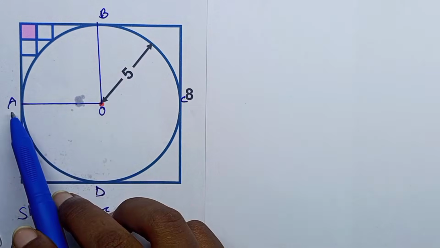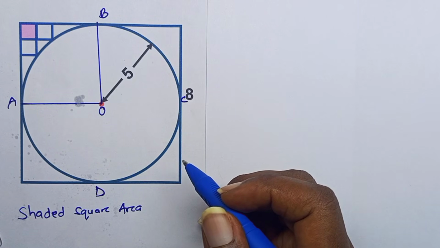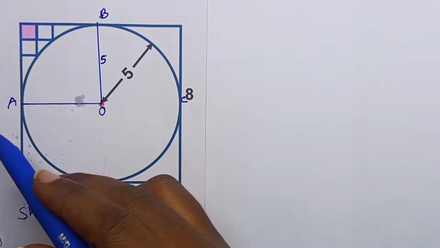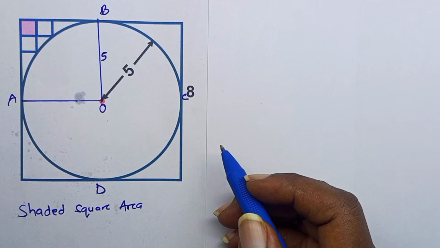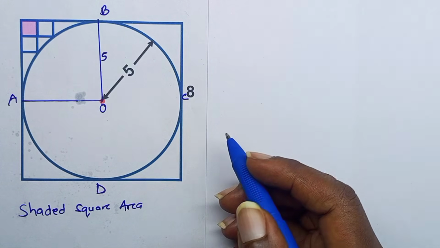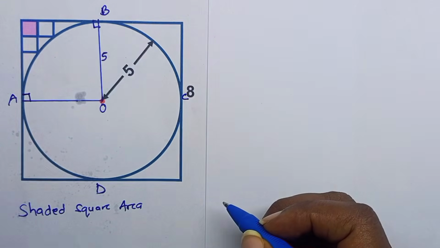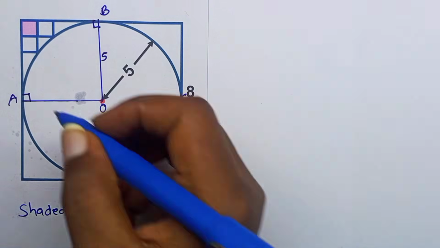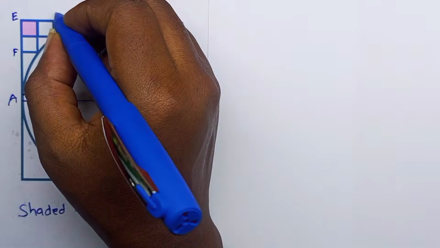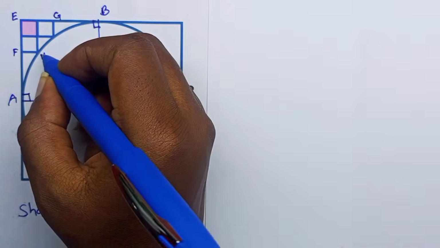As we know, OA and OB are radii of the circle, so they are each 5 units. So OB is 5 and also OA is 5. Now, according to the tangent to a circle theorem, the angle formed by the radius and tangent to the circle is 90 degrees. So this is 90 degrees and also this is 90 degrees. Now let this be E, this F, this G, and this point here H.